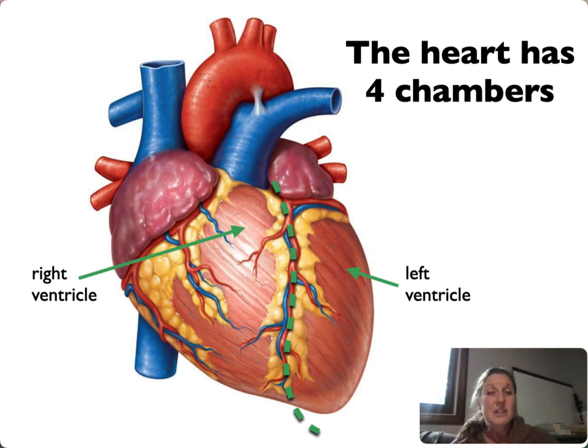Now, they look like they're different sizes here, and they're going to look like they're different sizes in other diagrams, but keep in mind that they hold the same volume of blood. The reason they don't look the same is because of that twisting formation that we see in the heart.